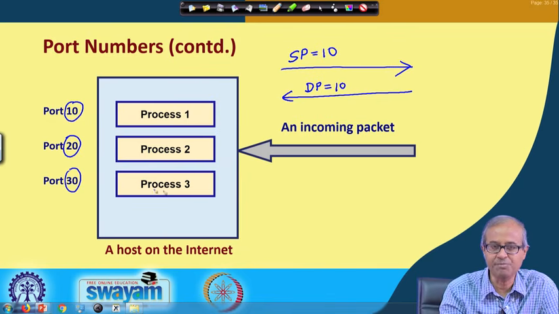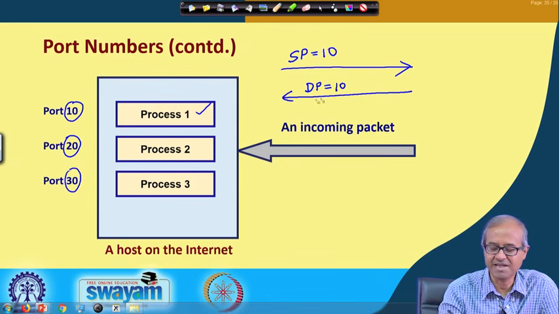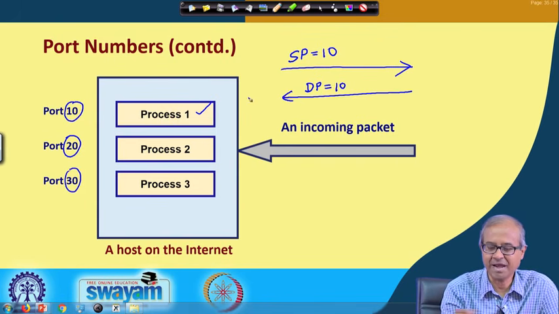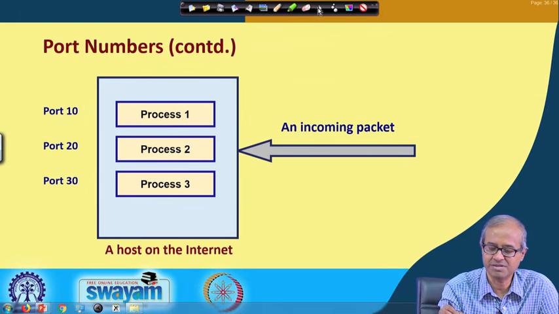So that this computer will know that 10 is what? 10 is this process 1. This packet has to be delivered to process 1. So, this is how the transport layer in this computer will take care of sending and receiving of the packets and delivering them correctly to the appropriate application or process. Okay? This is how it works.